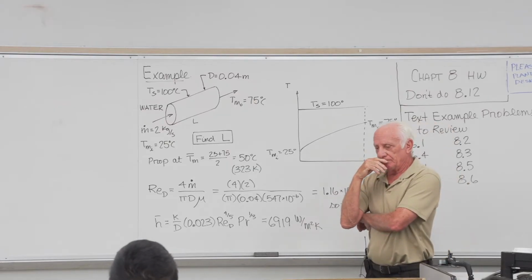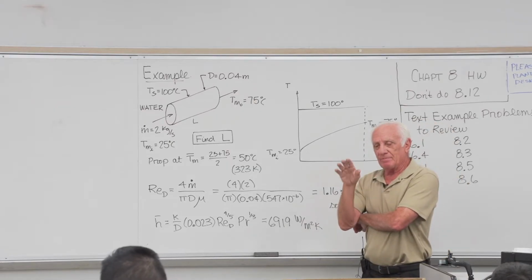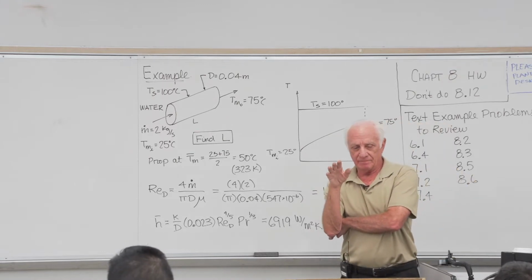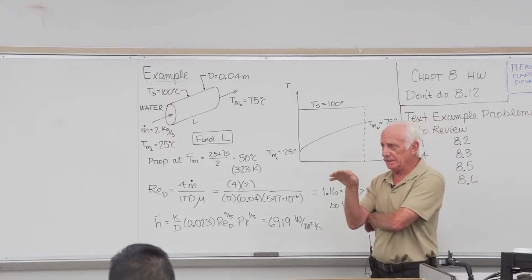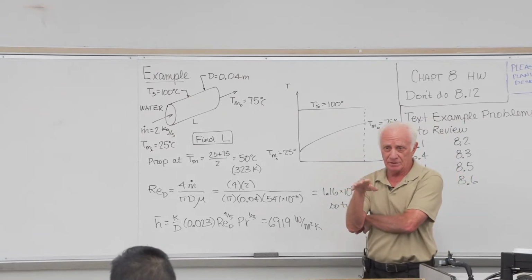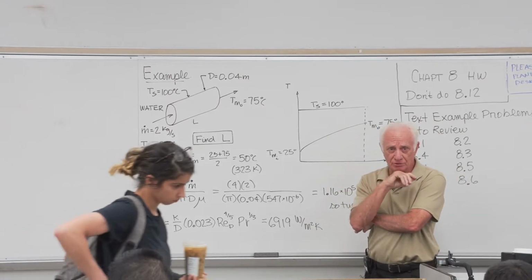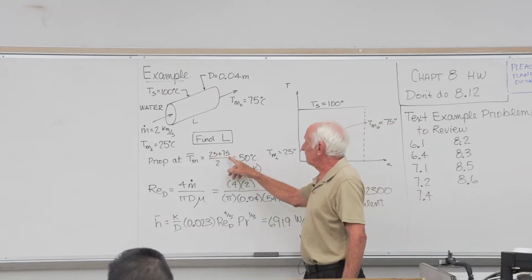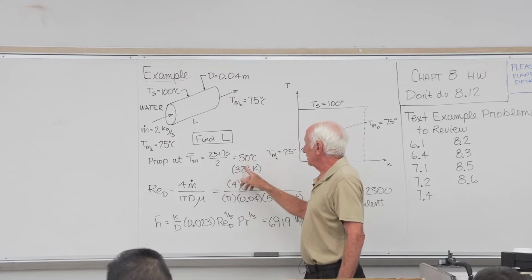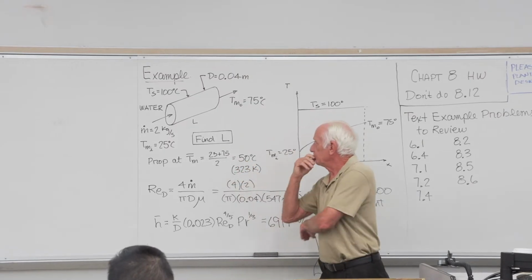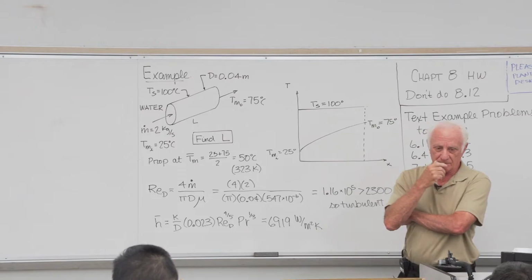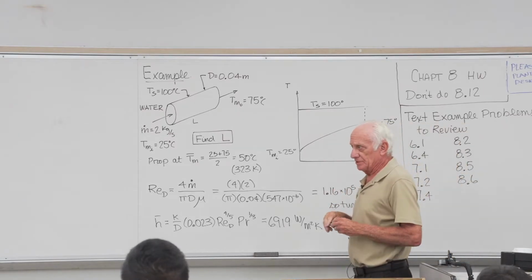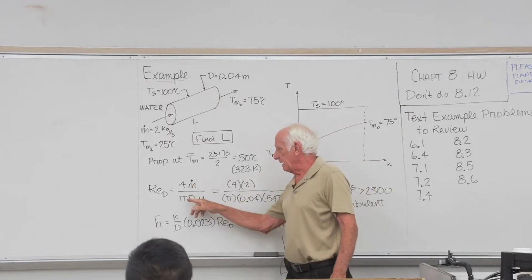So in this problem, for properties, to get the Reynolds number, it's not a guessing game because we know T mean in and we know T mean out. So all we do is average those two temperatures. 25 in, 75 out, 50 degrees C, 323 K. Go to the back of the book for properties. Get the Reynolds number, 4 m dot over pi d mu.